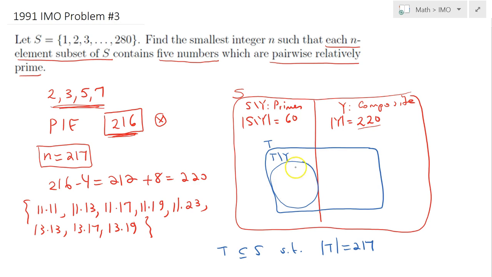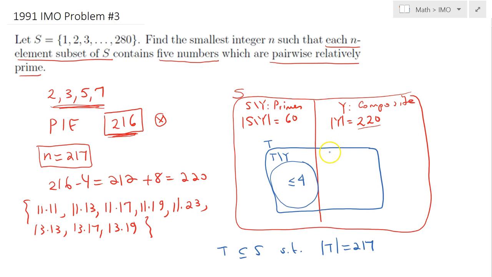Because all these 5 numbers are primes, and prime numbers are obviously pairwise relatively prime as well, as a result we have found the 5 numbers that we were looking for. So for the second case, therefore, for the rest of the problem, let's assume that the number of elements in t minus y is less than or equal to 4.